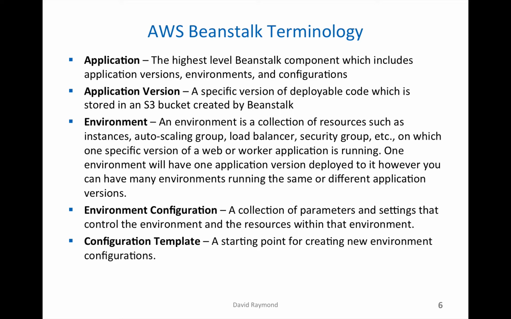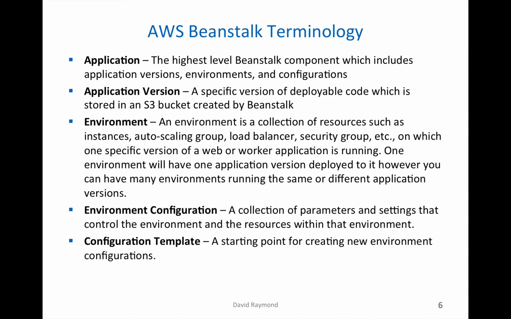An AWS Beanstalk environment is a collection of resources such as instances, auto-scaling groups, load balancer, and security group, on which one specific version of a web or worker application is running. One environment will have one application version deployed to it. However, you can have many environments running the same or different application versions.